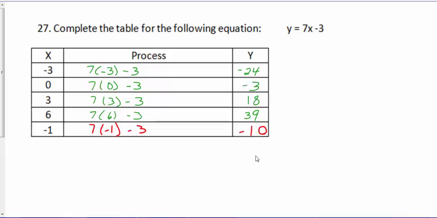This concludes the study guide for Unit 4A.